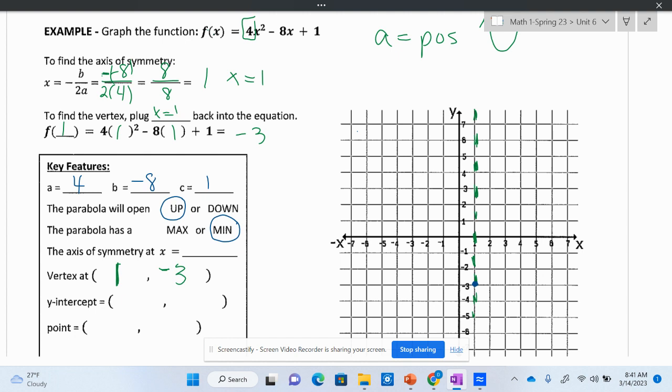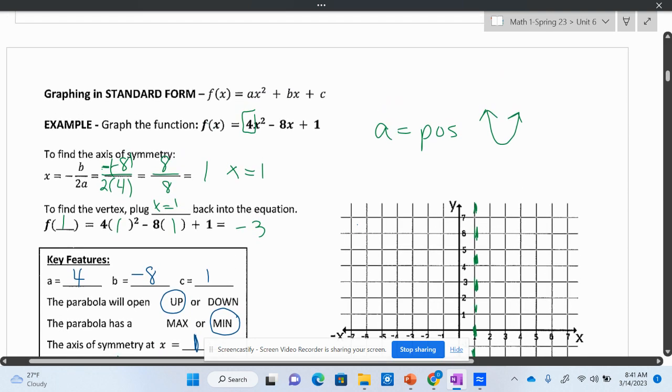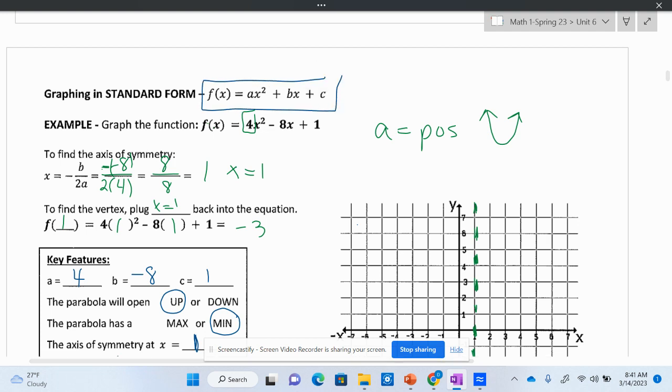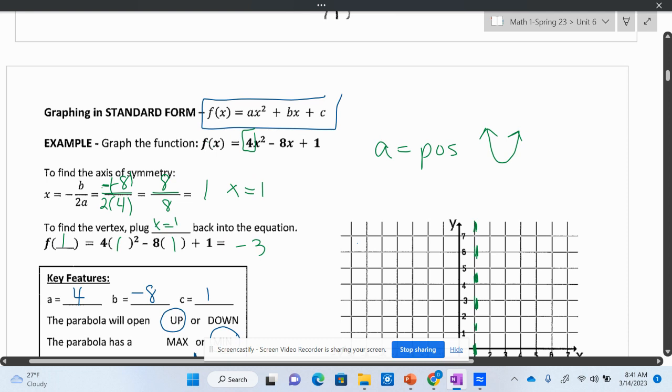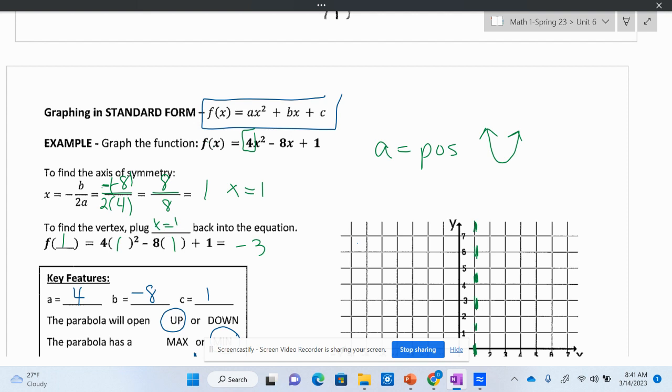We said that the axis of symmetry is at x equals 1. We already drew that line. And we already know what our vertex is. Look up at the equation and remember what I told you about the y-intercept. So we said that when your function is written in standard form, the y-intercept is what value? It's the ordered pair 0, because x is 0 when we cross the y-axis. It's the ordered pair 0 what? Do you remember?